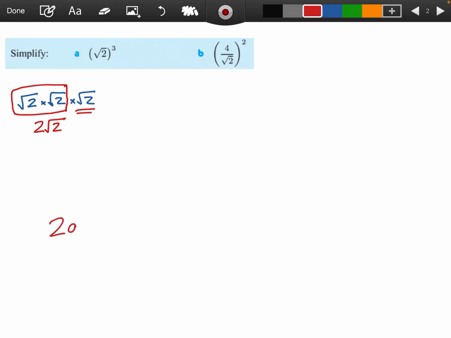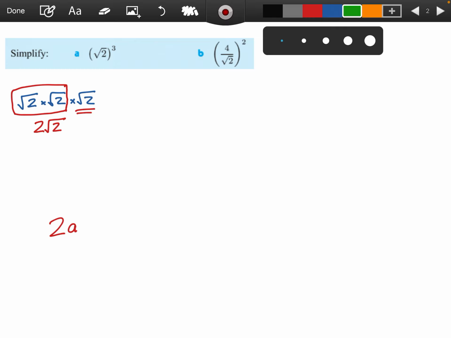So if we had 2a, for example, there is an unwritten multiplication sign in between those, but when we learned how to write algebra, we learned that we don't write that multiplication sign. It is exactly the same with radicals. There is an unwritten multiplication sign in the middle there. We don't write it, so we would just write 2 root 2, and we would say it that way, 2 root 2. Okay, moving on to the second example here, we have 4 over root 2, and that is squared.